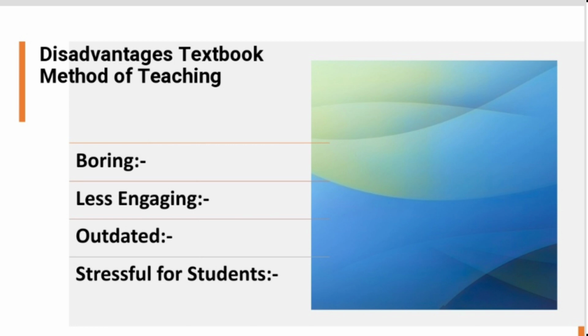There is less interaction between the teacher and the pupils while using the textbook method of teaching, and usually the pupils are only listening to the teacher's lectures. So because of this, it could be challenging for the pupil to clarify concepts they don't grasp by asking questions. And sometimes it is considered outdated also.